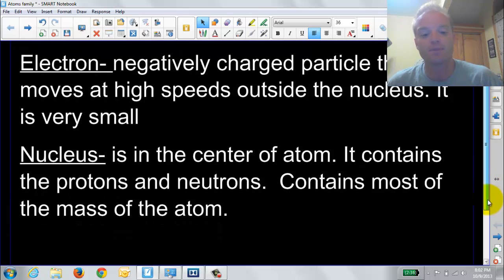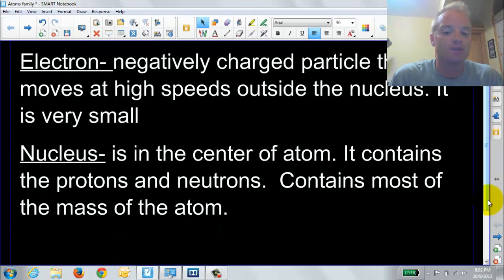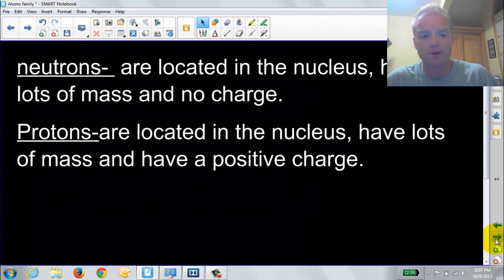Now, deep in the middle, we have the nucleus. The nucleus is the center of the atom. It contains two particles, the protons and the neutrons. It also contains most of the mass of the atom because protons and neutrons really have all the mass. So these two particles in the nucleus, first we have neutrons. Again, they are located in the nucleus. They have lots of mass and no charge.